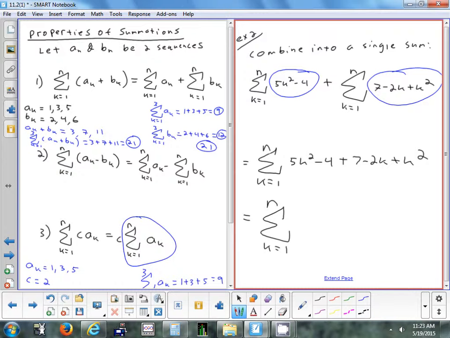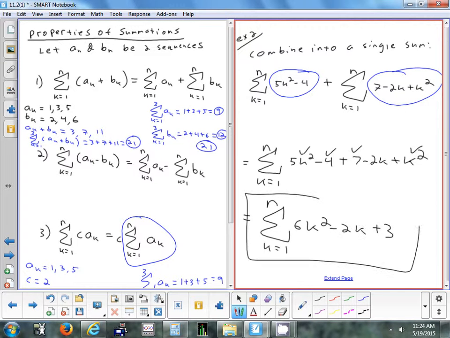Okay, Brianna, is there anything I can combine for like terms here? Yep. What do you get when you combine those? 6k squared. James, anything else I can combine? The -4 and 7. Yeah, what's -4 and 7? So we're going to do 3, positive 3, and I'm going to put the minus 2k right in the middle. Okay, so there's how you can combine your summations into one.